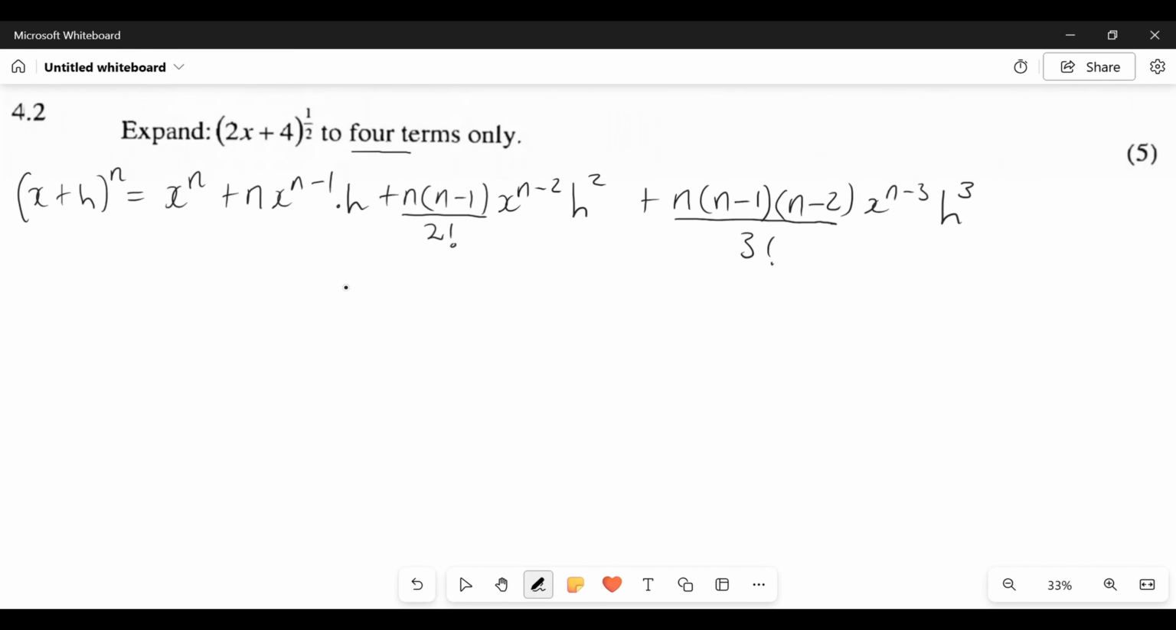So these are the terms that we should stop at. Right, so you must be able to know this formula, guys, because this formula is not given to you on the formula sheet.